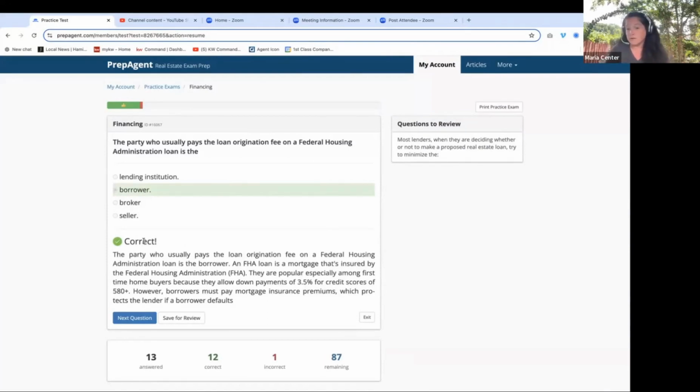Now, what is a loan origination fee? I always tell people it's kind of like the fee that the lender charges to put the loan together, to do the paperwork, to do the legwork, to put the time in, to get things ready for the loan to close. That's the loan origination fee. And it's part of our closing costs many times on a deal.